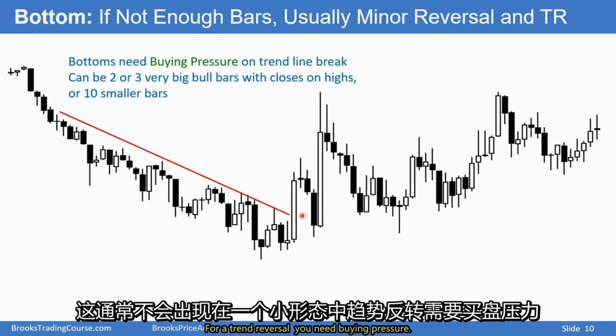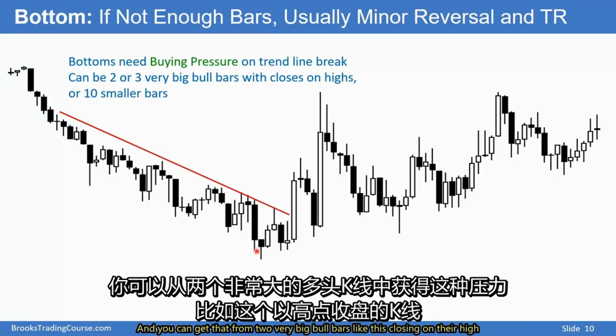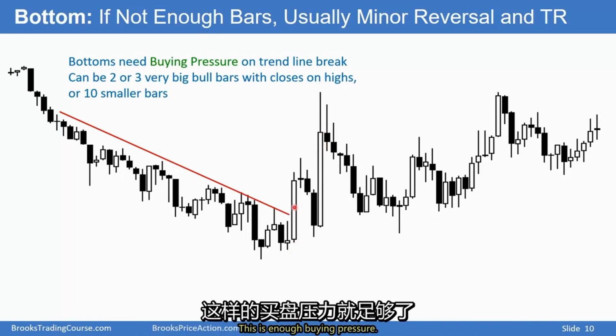For a trend reversal, you need buying pressure. If you have a bear trend, you need buying pressure. And you can get that from 2 very big bull bars like this, closing on their high, but you can also get it from 10 smaller bars. This is enough buying pressure.